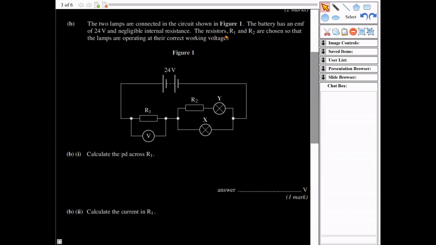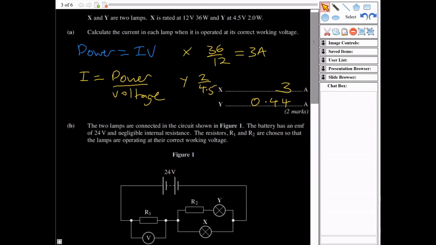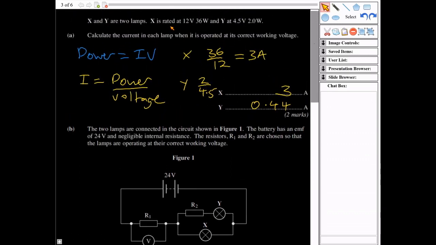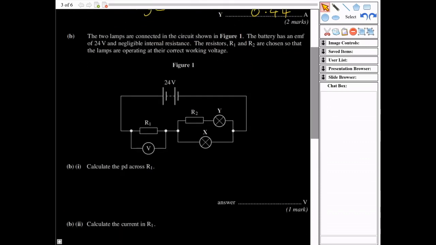So it said here the resistors R1 and R2 are chosen so that the lamps are operating at their correct working voltage. In the first part of the question, it told us that X is rated to 12 volts. So basically what that's saying is that the potential difference across here is going to be 12 volts. Since the supply is 24 volts, and we've got 12 volts between this point and this point, which is the same as this point and this point, 12 volts will be between these 2 points, so that would leave the other 12 volts to be between these 2 points, which is the same as here. So this would be 12 volts, this would be 12 volts here.